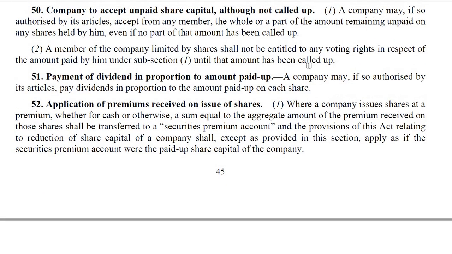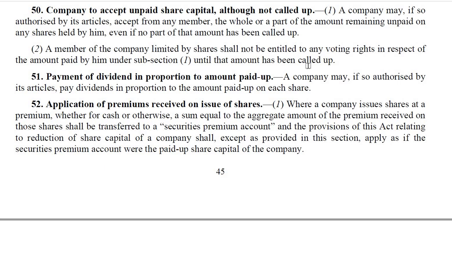According to section 50, company to accept unpaid share capital although not called up. A company may, if so authorized by its articles, accept from any member the whole or a part of the amount remaining unpaid on any shares held by them, even if no part of that amount has been called up. A member of the company limited by shares shall not be entitled to any voting rights in respect of the amount paid by him under subsection until that amount has been called up. Payment of dividend in proportion to amount paid up.